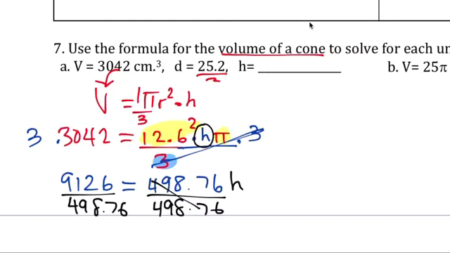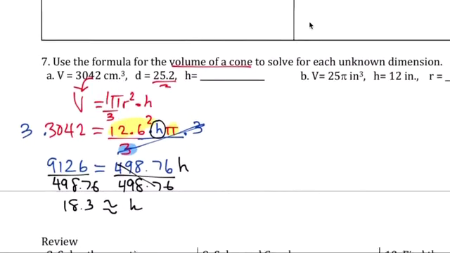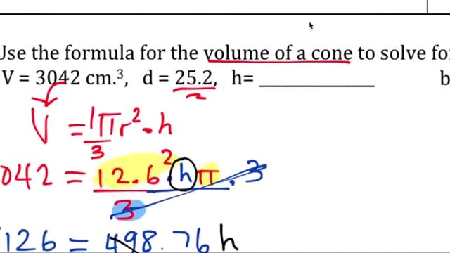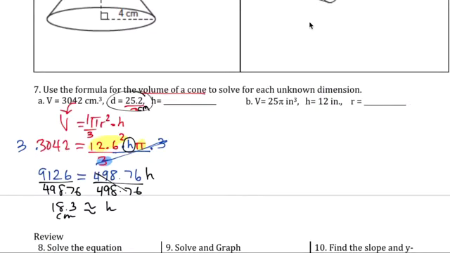9126 divided by 498.76. We get 18.29, basically 18.3. So the height is about 18.3, and this is height in centimeters. I forgot to put centimeters here for the unit for this one. So obviously now you do the missing radius. Radius is different.